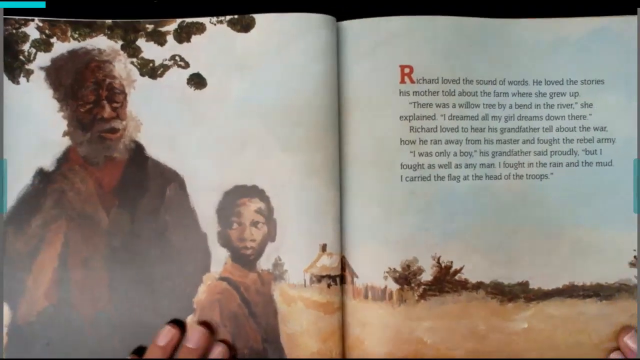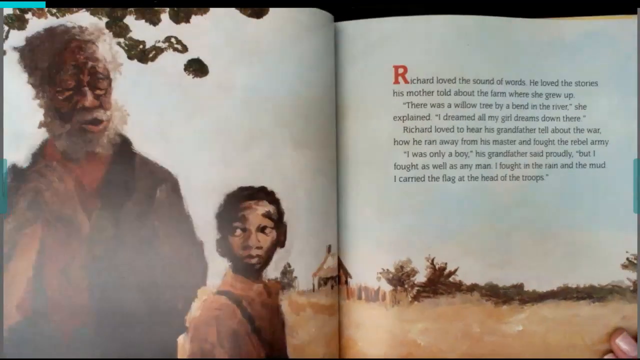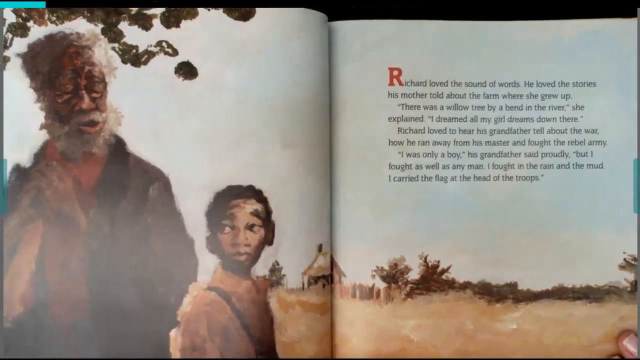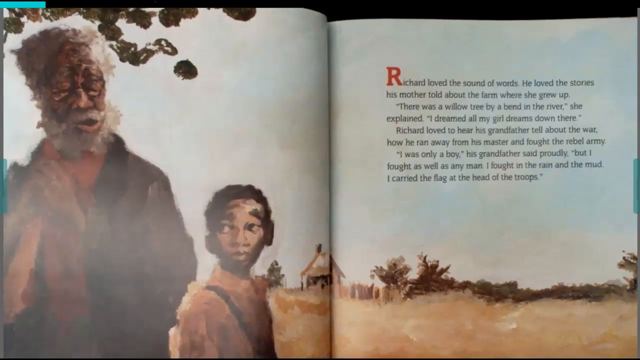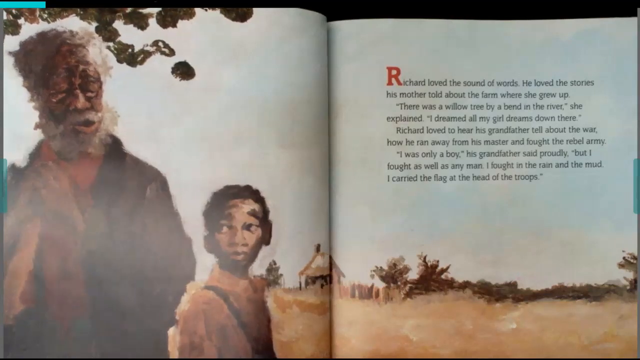Richard loved the sound of words. He loved the stories his mother told about the farm where she grew up. "There was a willow tree by the bend in the river," she explained. "I dreamed all my girl dreams down there." Richard loved to hear his grandfather tell about the war, how he ran away from his master and fought the rebel army. "I was only a boy," his grandfather said proudly, "but I fought as well as any man. I fought in the rain and the mud. I carried the flag at the head of the troops."